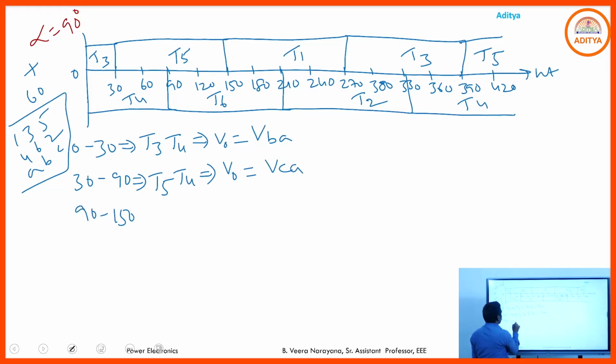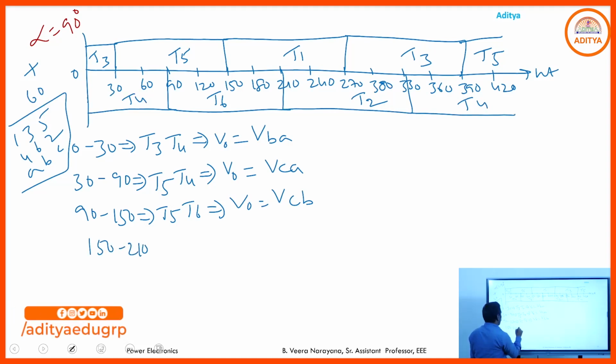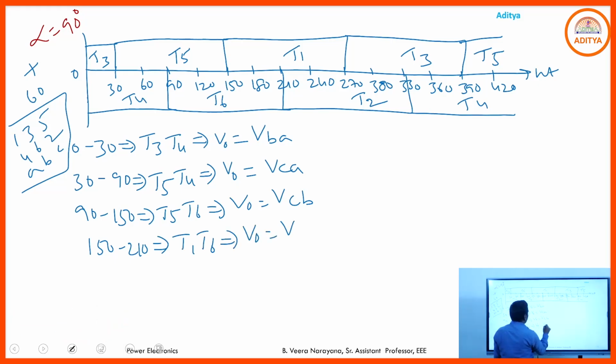90 to 150, T5, T6. V0 equals VCB. 150 to 210, T1, T6, VAB.